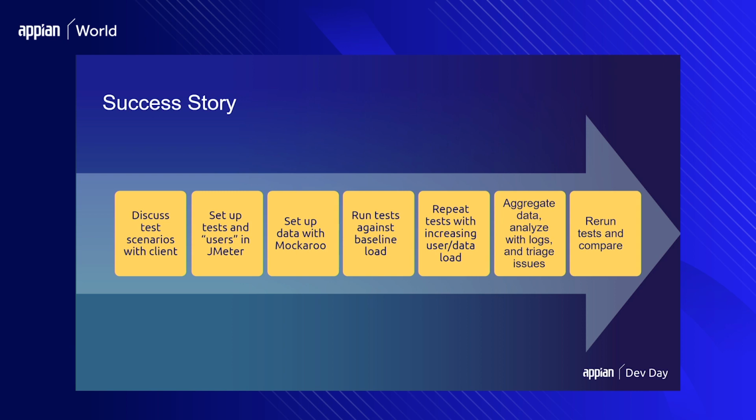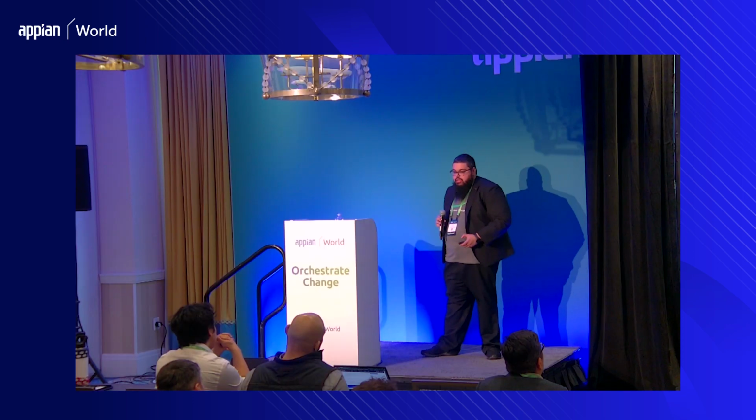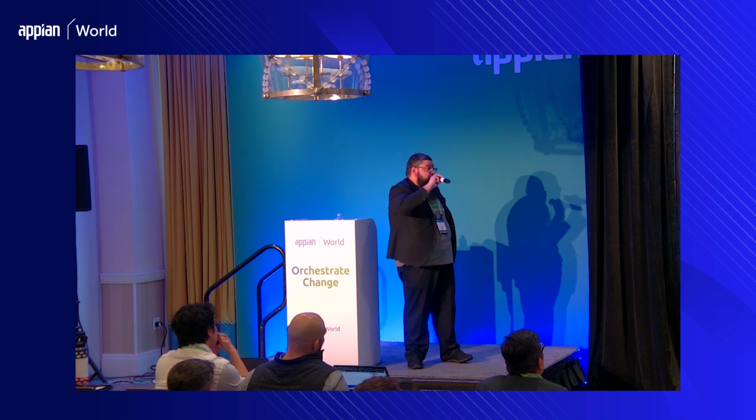Then as I mentioned earlier, we reran the test, but this time with an increasing number of users and increasing amounts of data. Once all those tests were done, we decided, all right, let's aggregate all this data into a useful report, analyze it using the logs that I was talking about earlier, and then work with the product owner to triage those issues based on priority. Then after a sprint or two of development, we would rerun the tests and compare the data and see how things were running. I'm going to spoil things right away and say that this was actually a great success.